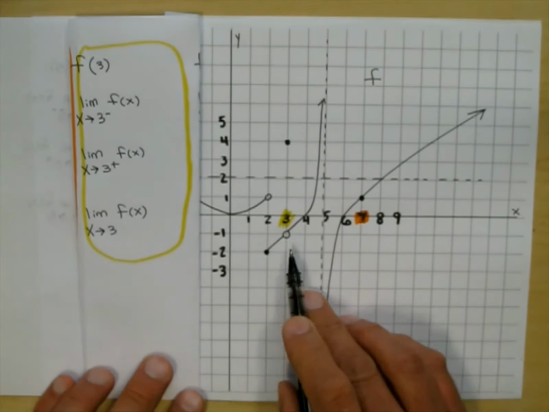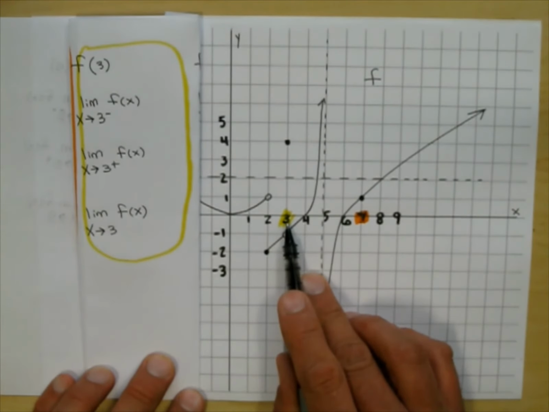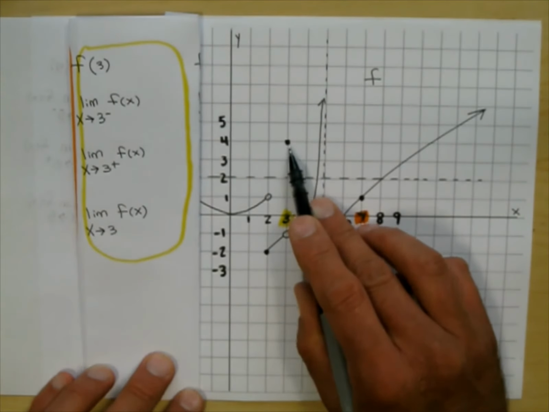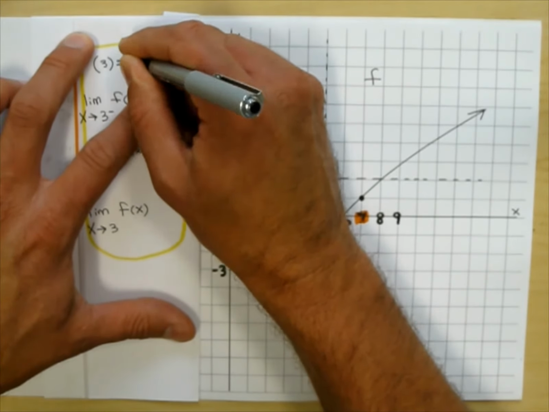So f of 3, we go to 3 on the x-axis and we look up and down and see if we see the function. And we do, we see a point right there. And the y value of that point is 4.